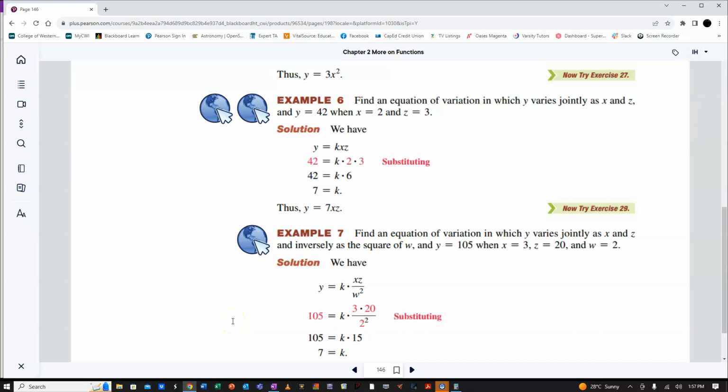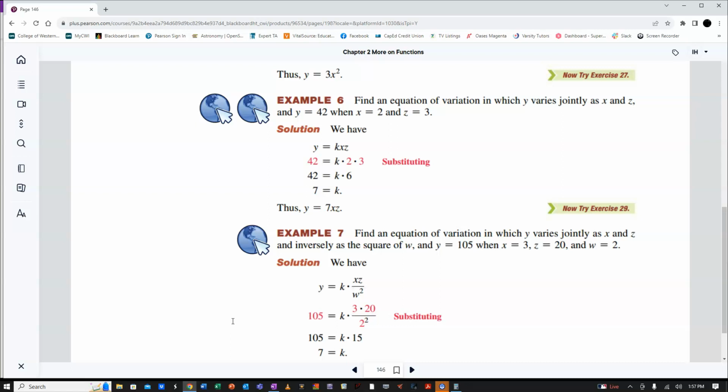Here in example 6, we are asked to find an equation of variation in which y varies jointly as x and z, and where y equals 42 when x equals 2 and z equals 3. So for a joint variation, we start with the equation y equals k times x times z. Again, jointly in this context is a direct variation, but with more than one variable.